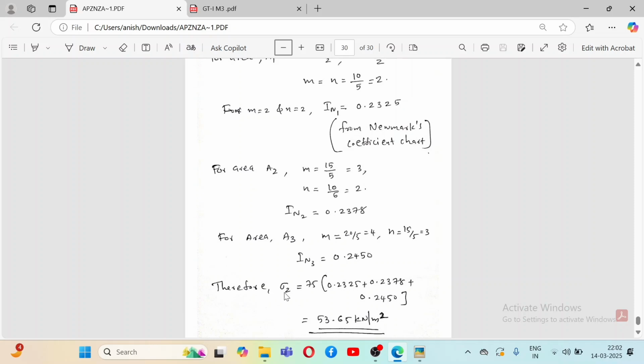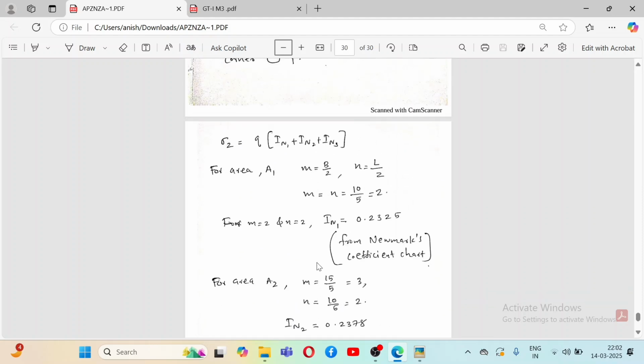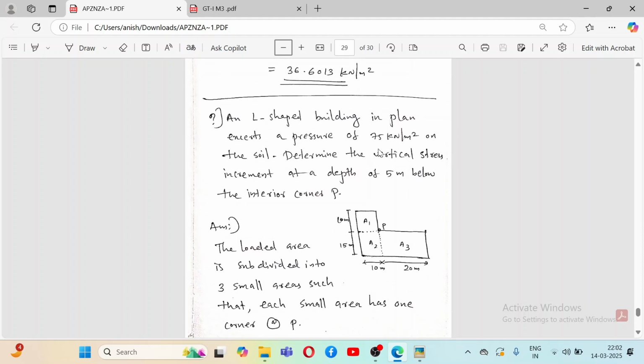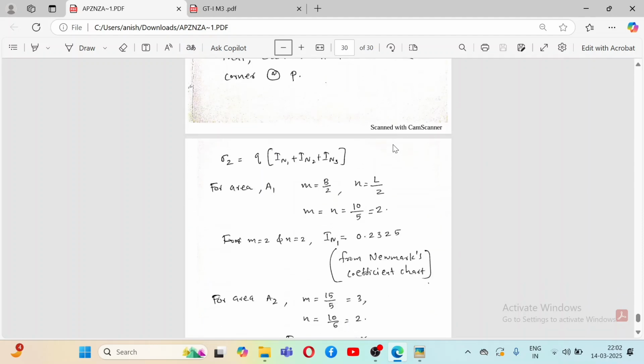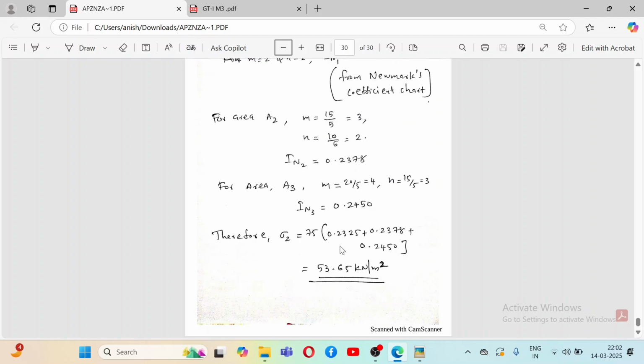That is sigma Z is equal to 75 kilonewton per meter square. Q is given, right? So you add all this, 0.2325 plus 0.2378 plus 0.245. You get 53.65 kilonewton per meter square.